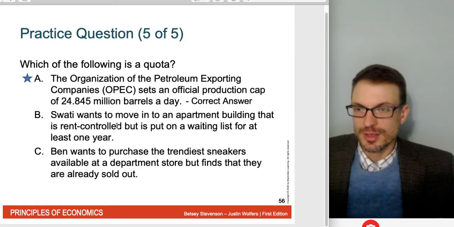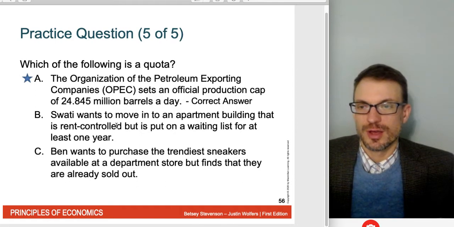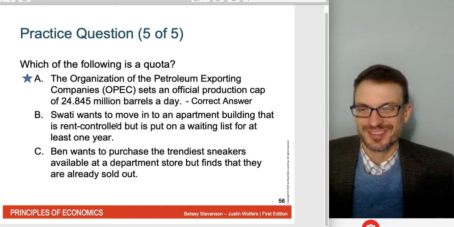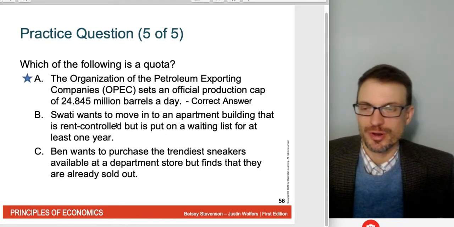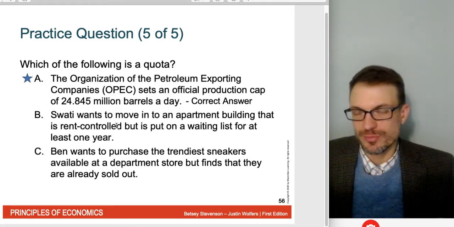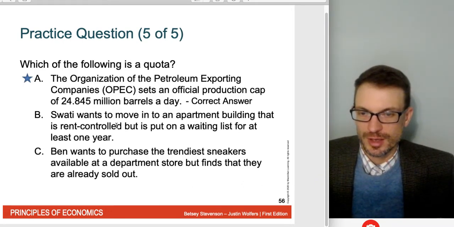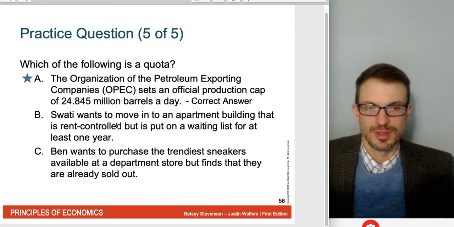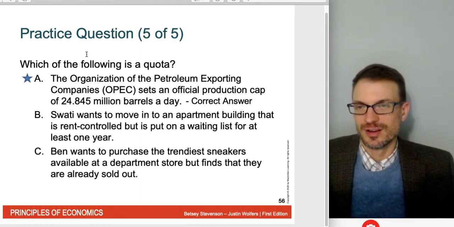Okay, so which of the following is a quota? Well, it's the first one. Let's see why it's not the other ones. OPEC sets an official production cap. Yeah, that's a quota. That's a limit on production. Moving to apartment building rent control. Nope, we saw that was a price control. Then someone finds the trendiest sneakers at the department store are already sold out. No, there's a lot of stories that could cause that.